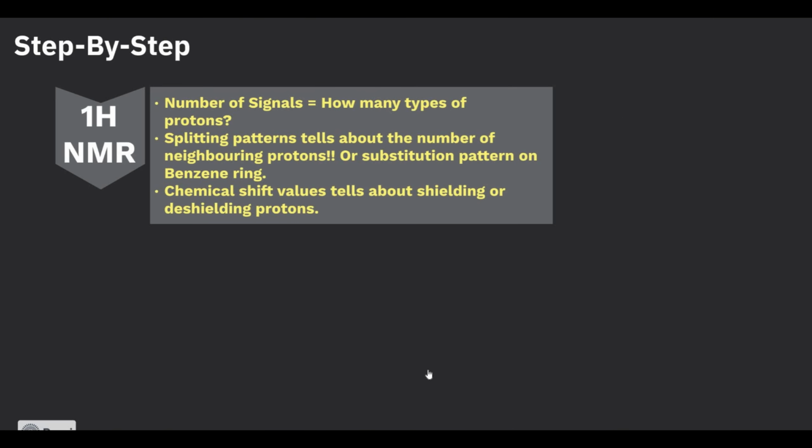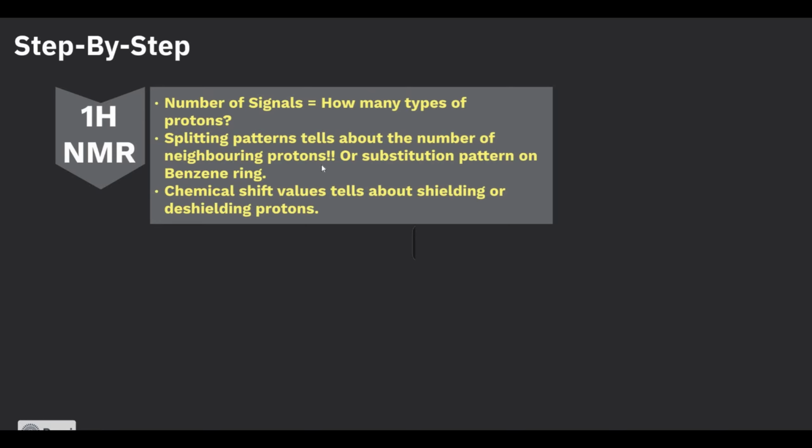And at the end, look at 1H NMR. The number of signals in the 1H NMR is equal to how many types of protons are present. If you are seeing that the number of hydrogen signals is half of the total number of protons present in the molecule, then it means your molecule has symmetry. And same in the carbon NMR also. If you see, let's say, 5 carbon signals and there are 10 carbons, it means the molecule has symmetry.